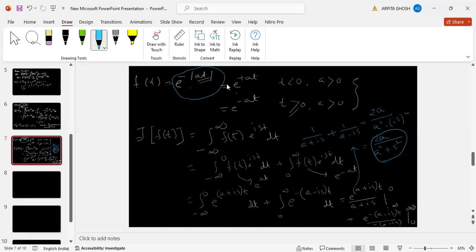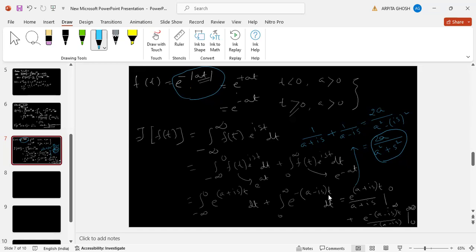The function was e to the power minus a mod t, and the range is minus infinity to plus infinity. Okay? We have divided it into two parts, minus infinity to 0 and 0 to infinity. For minus infinity to 0, it will be e to the power plus at. For 0 to infinity, it will be e to the power minus at. Along with it I have e to the power ist; multiplying both, the powers of e add, so e to the power a plus is into t for the first one, minus infinity to 0. For the second one, 0 to infinity, e to the power minus, taking common, a minus is into t.